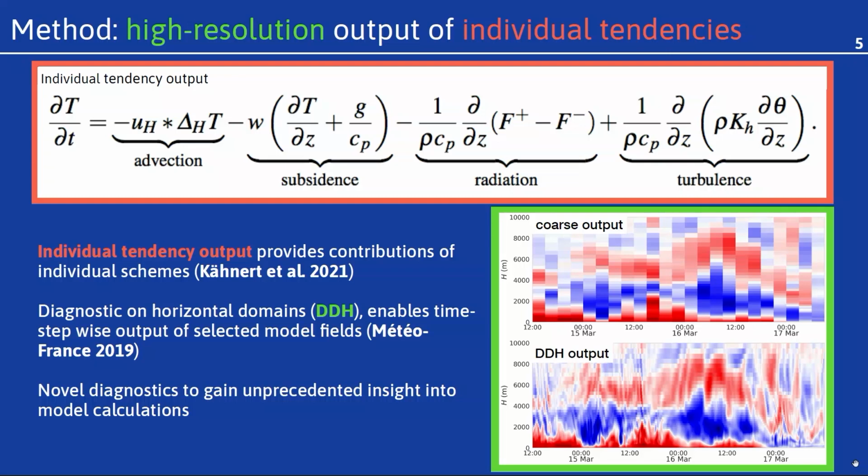And therefore, we're going to use the second diagnostic called DDH, which is short for Diagnostic on Horizontal Domains, which is very nice because it allows us to define a region of interest, which in our case is going to be around Sodankylä. And then this diagnostic is going to create model time step output for every model grid point in that area. And then we can actually forward these tendencies to this high resolution output, and then we get detailed insight into the computation of the model, which allows us to decipher the computations during the stable boundary layer. This is what we are going to use to investigate AROME-Arctic.